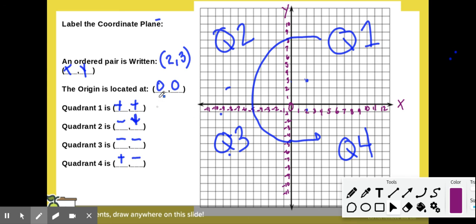So those are just some patterns we could know. If I were to ask you where (10, -1) is, you would know that it's going to go positive right on the x and then negative down. So you would end up in quadrant 4.